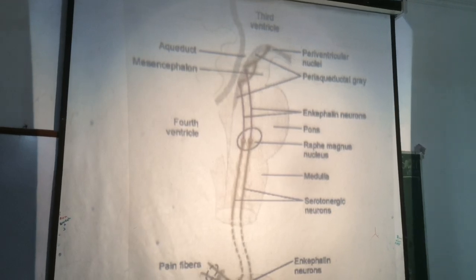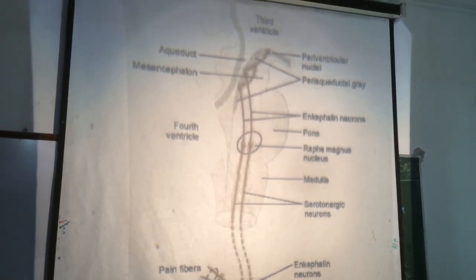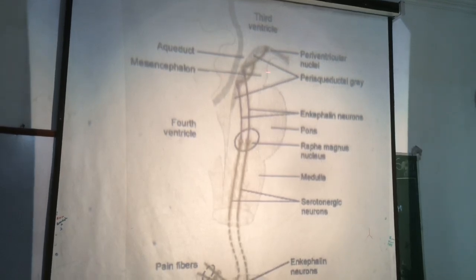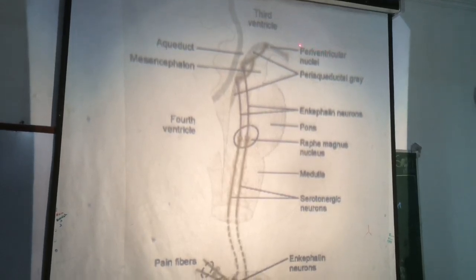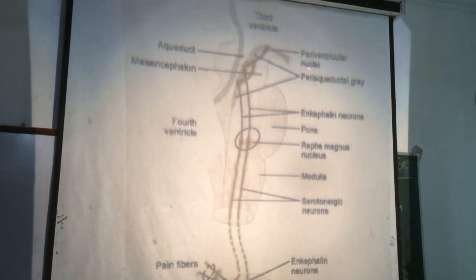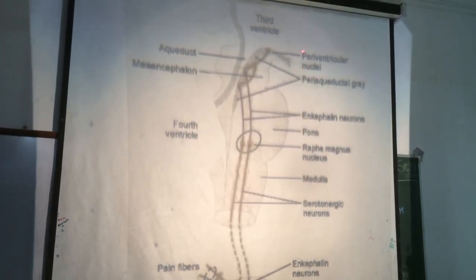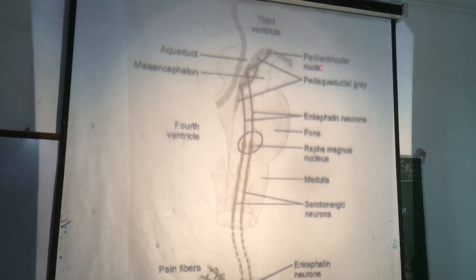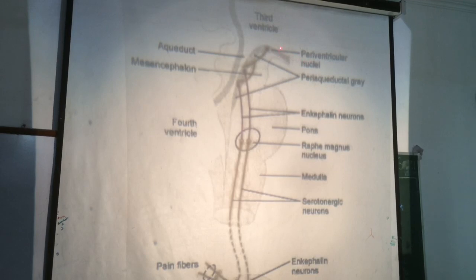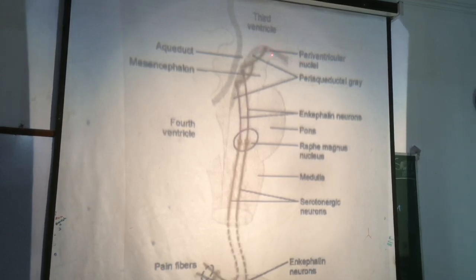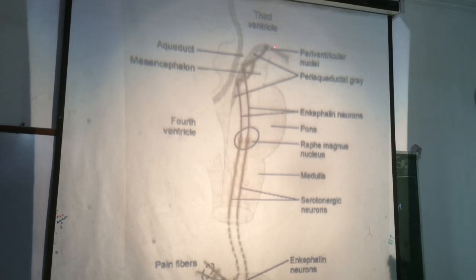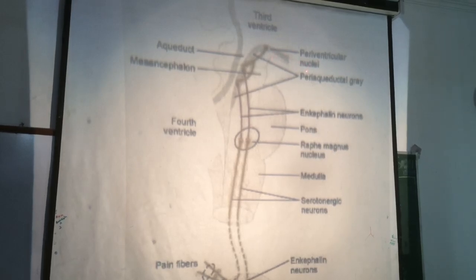What are the components of the analgesia system? The first component is the periventricular nuclei, present around the third ventricle.